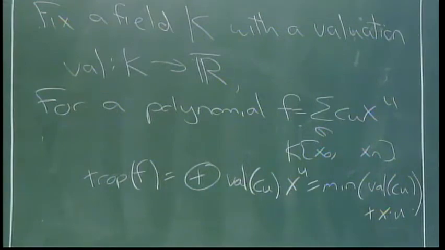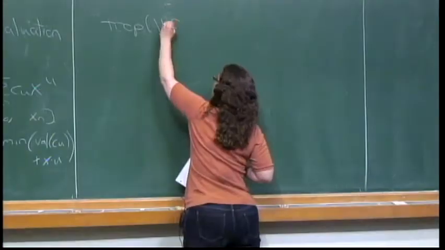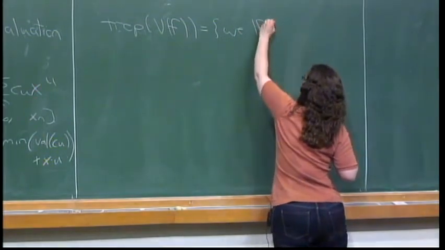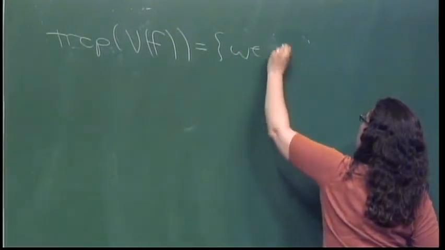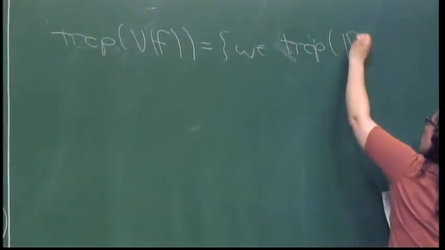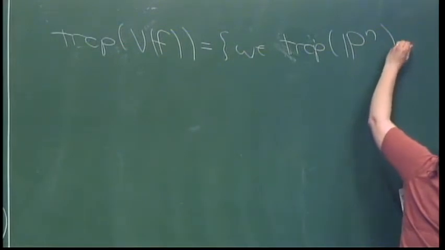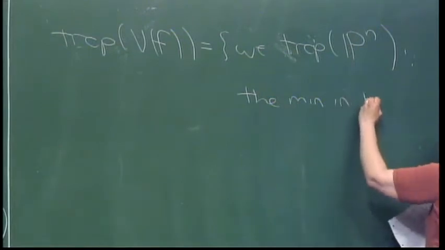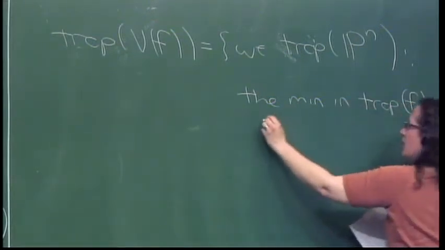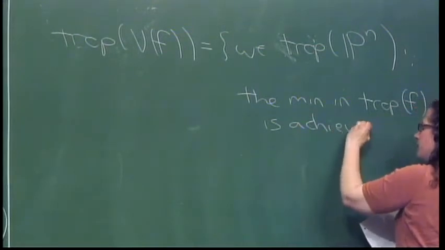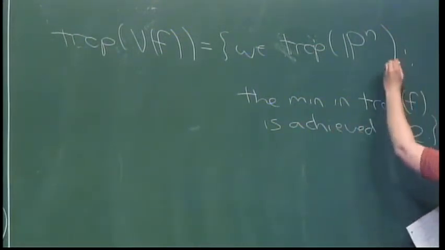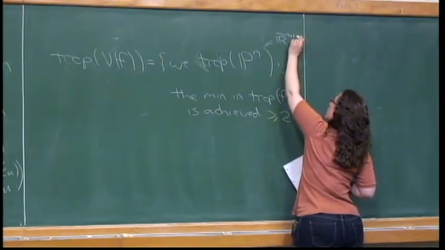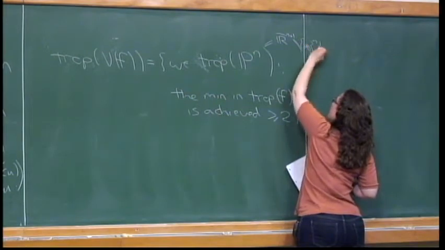So our tropical hypersurface, in my notation, is just the set of w in R bar to the n, well, actually, I guess here I'll talk about tropical projective space, such that the minimum in trop F is achieved at least twice. And so trop P^n is just R bar to the n+1, take away infinity to the n, mod R.